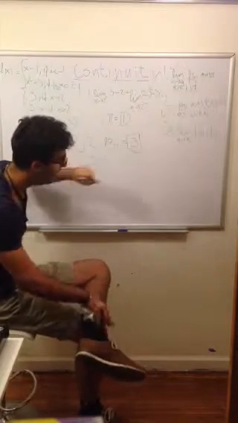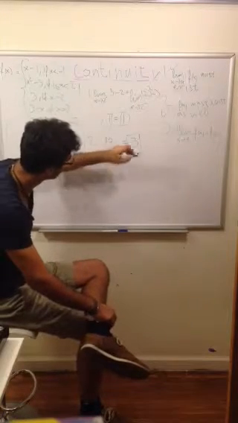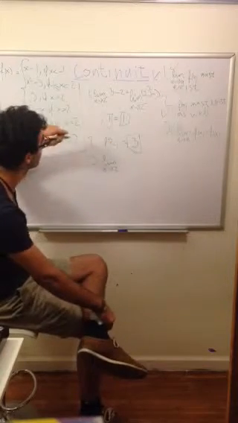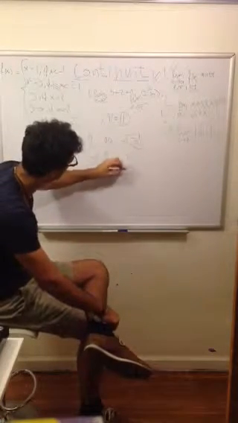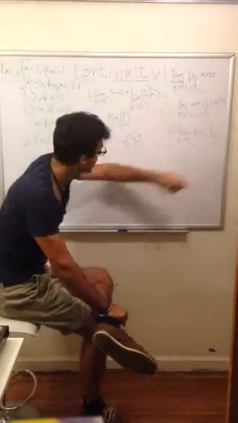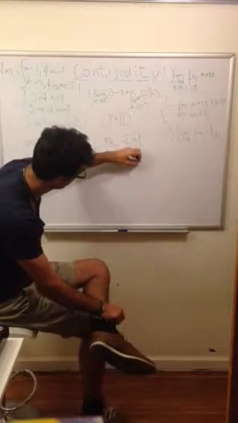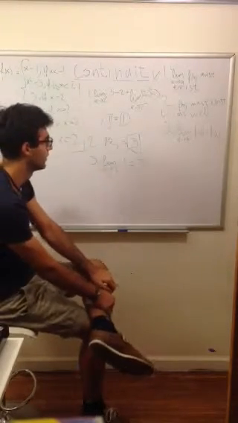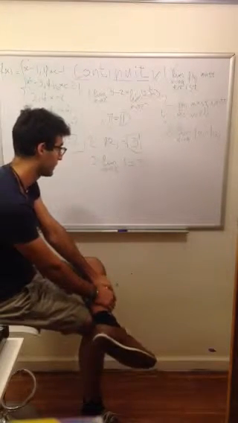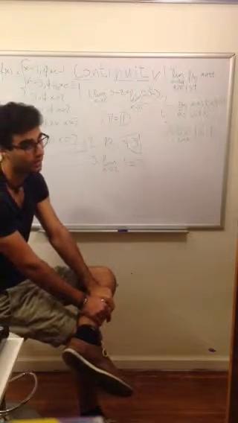Third condition. Our limit as x approaching 2 of f of x, which is 1, must be equal to f of a. And our f of a is our f of 2, which is 3. Good. Is 1 equal to 3? No, it's not. So what kind of discontinuity would we have here?